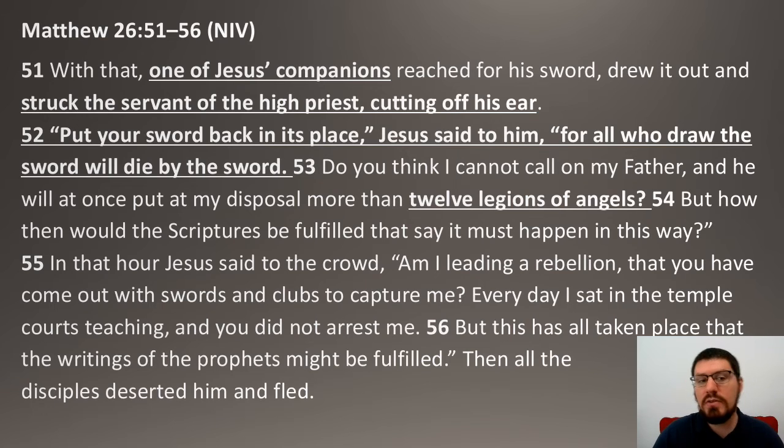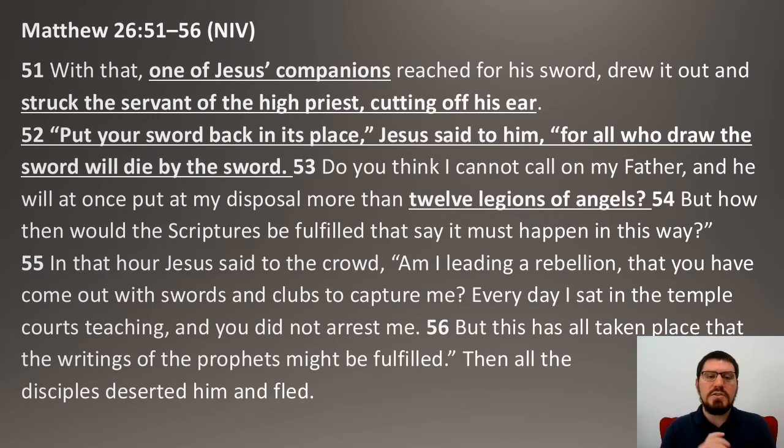However, Matthew does include something that Mark didn't. He said in verse 52, "Put your sword back in its place," Jesus said to him, "for all who draw the sword will die by the sword." Then he has this conversation, verse 53: "Do you think that I cannot call on my Father, and he will at once put at my disposal more than 12 legions of angels?" And then he goes on, and it reads a whole lot like Mark's gospel.